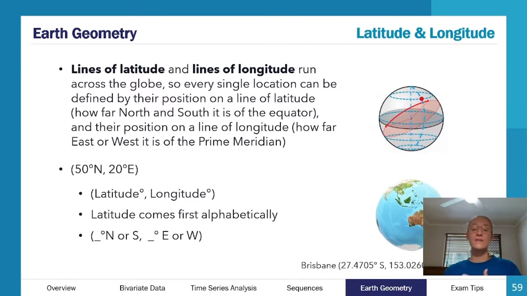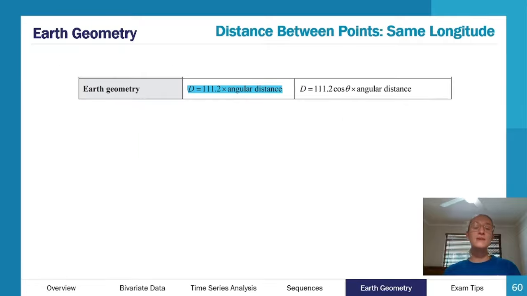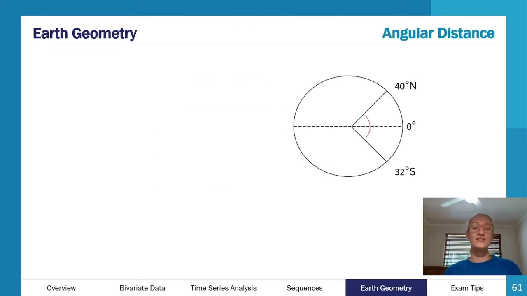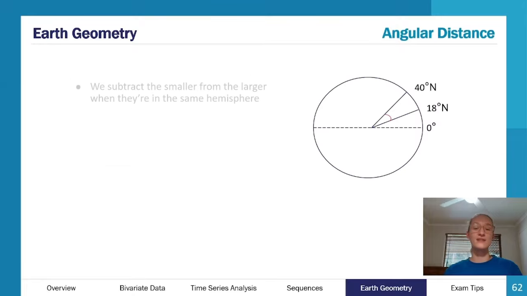Again, we can talk about like the position of Brisbane, and all these different things. Also, what you'll be looking at once you get more time to cover it in class is looking at earth geometry when we're looking at the distance between points. The biggest takeaway that I want you to take away from here is that we use a different formula depending on whether they're on the same longitude or the same latitude. And once you cover this in class a little bit more, it'll make a little bit more sense.